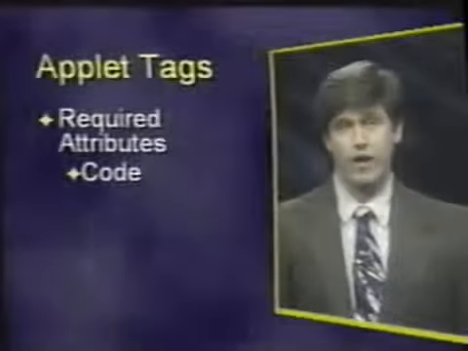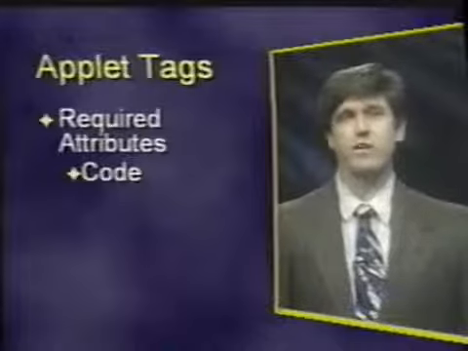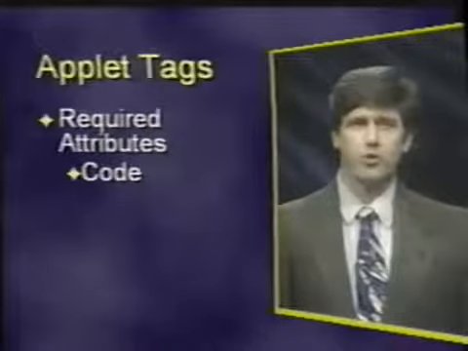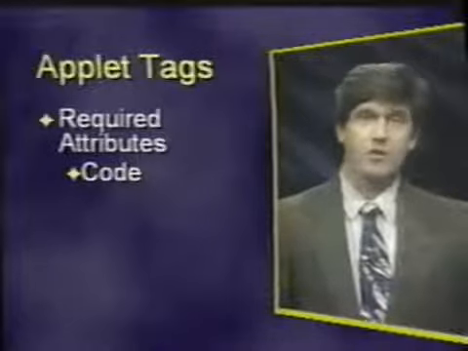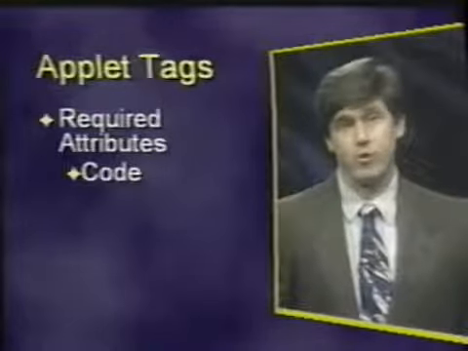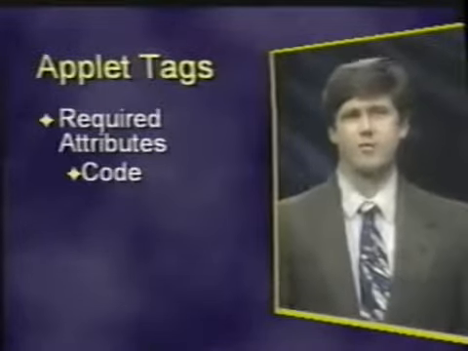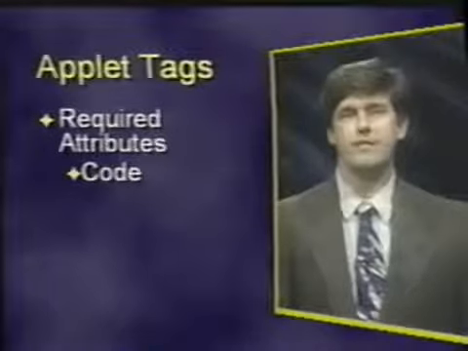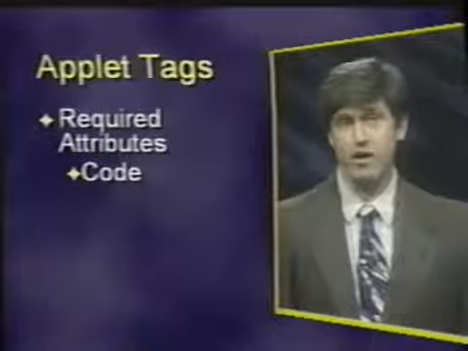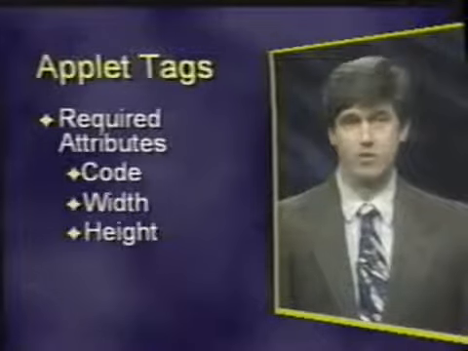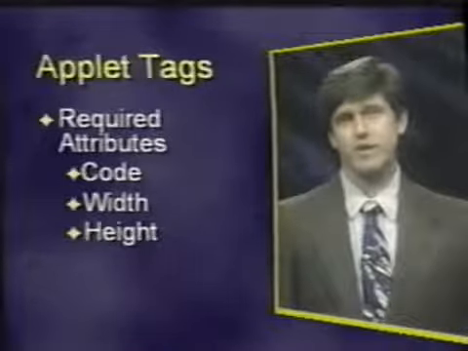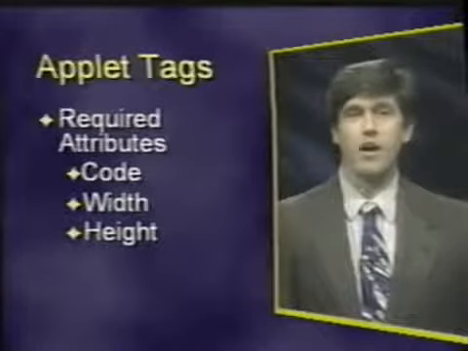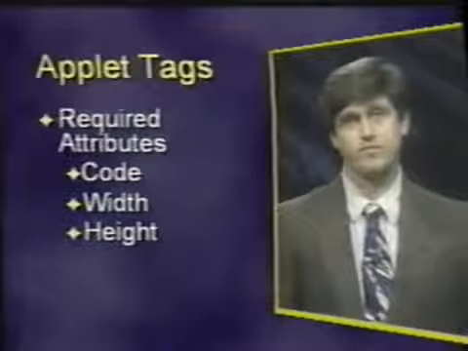First of all, there's the code attribute. And the code attribute is what actually points to the applet bytecode or the class file. So this is followed by the name of your program. The second two things are required so that they can be placed correctly within an HTML document. These are the width and height attributes. Normally, these are in terms of pixels, but in some browsers, they can be in terms of percentages of the size of the browser window.